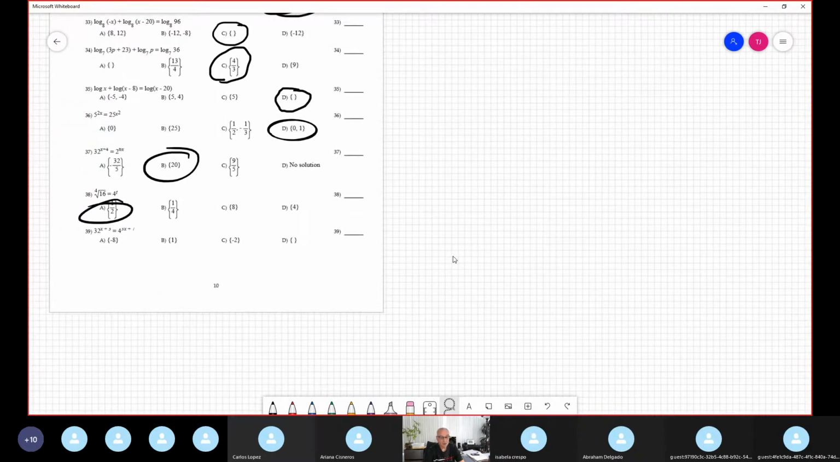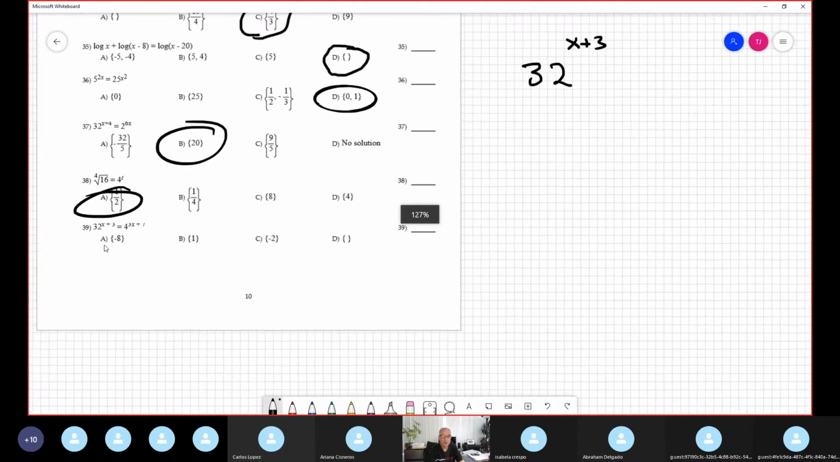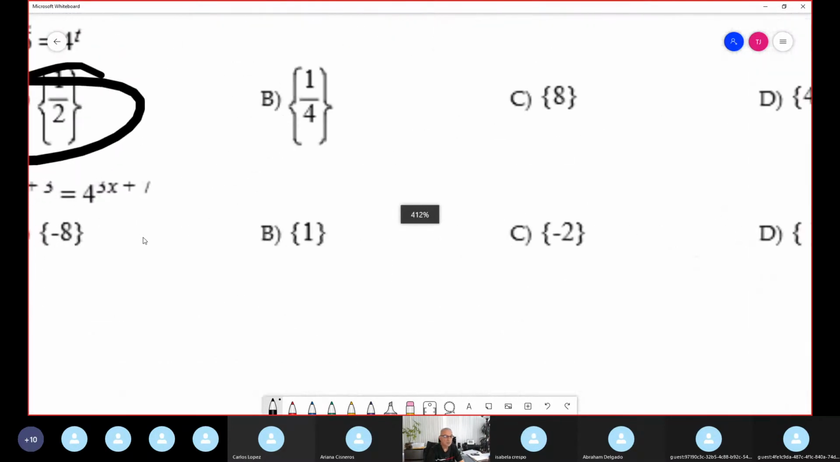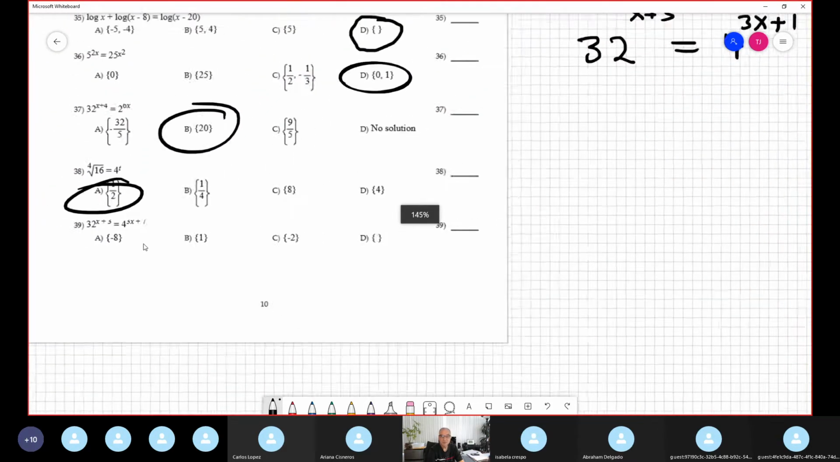Okay, 39. 32 raised to the x plus 3 is equal to 4 raised to the 3x plus 1. I guess so. Let me make it bigger to see more clearly. Not clear, but I suppose.